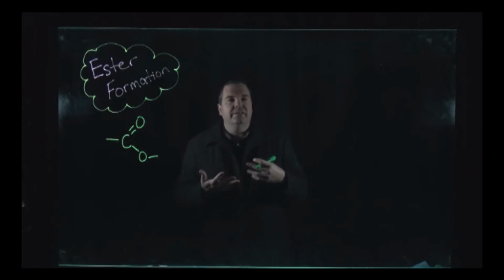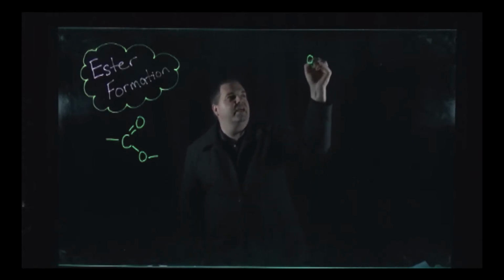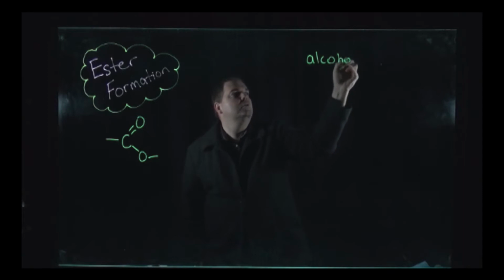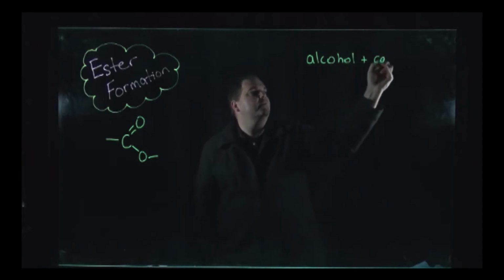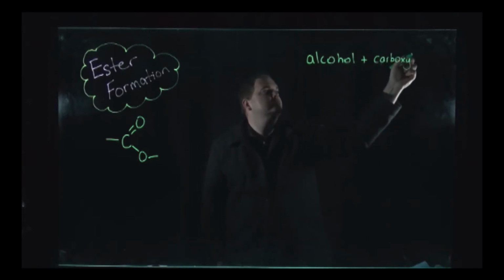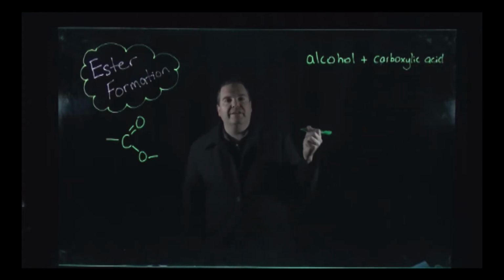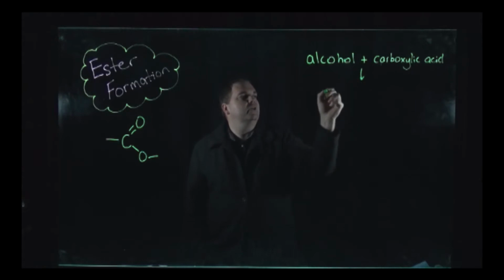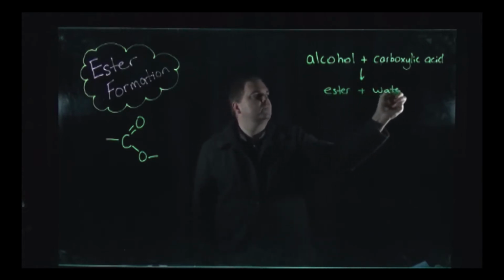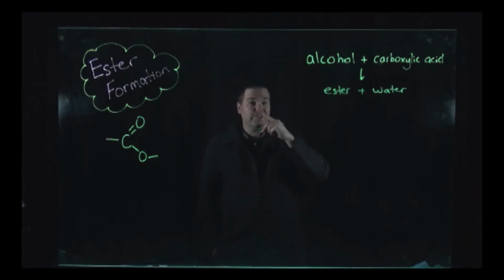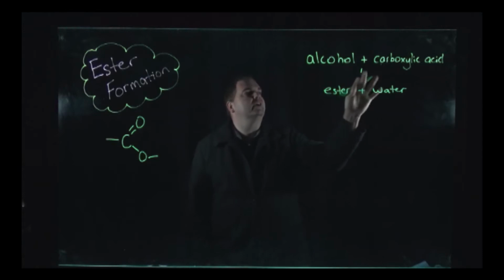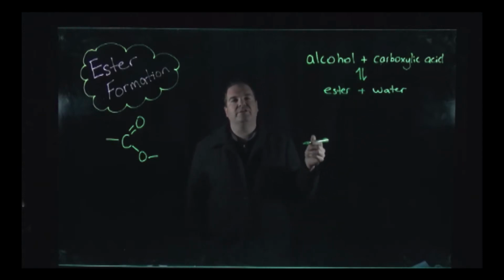So an ester is made by reacting an alcohol with a carboxylic acid. When you react the two of them together, you get an ester and you get water. Now, what I should actually say is that this is an equilibrium reaction, so I might just rewrite this here. It's an equilibrium reaction.